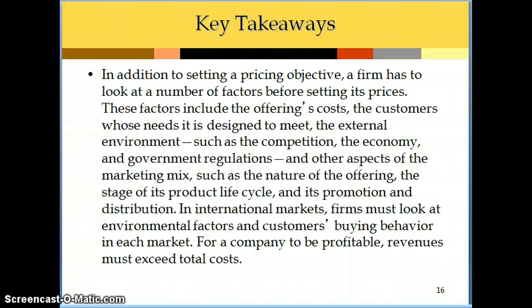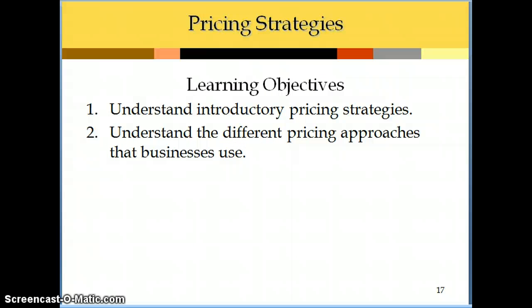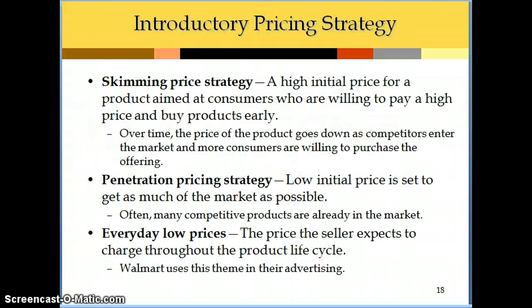Going forward, we are going to examine introductory pricing strategies and different pricing approaches that businesses use. Some of the introductory pricing strategies are skimming price strategy, which is setting a high initial price for a product aimed at consumers who are willing to pay a high price and buy products early. Over time, the price of the product goes down as competitors enter the market and more consumers are willing to purchase. Penetration pricing strategy is setting a low initial price to get as much of the market as possible. Everyday low price is a pricing strategy used by Walmart.